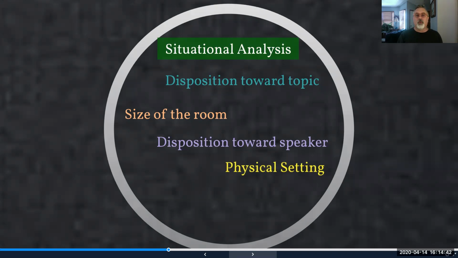What's the physical setting? Are you going to be looking at people in chairs and you're standing behind a podium? Is it like a TED Talk where you've got a stage and you can move around? You want to know that kind of stuff also ahead of time. And what's their disposition towards the occasion?